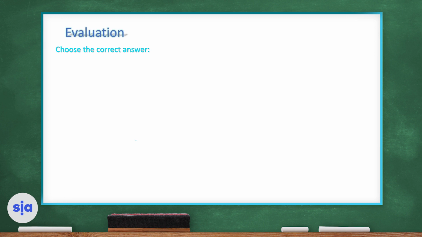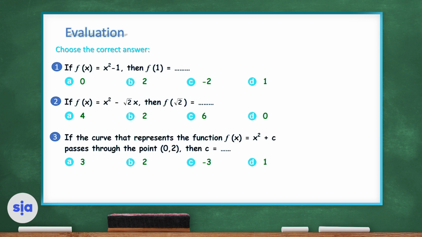Now we came to the evaluation and practicing part. Choose the correct answer. If f of x equals x squared minus 1, then f of 1 equals, as you know here, we replace each x by 1. So in this case, it will be 1 squared minus 1. So the result is 0.